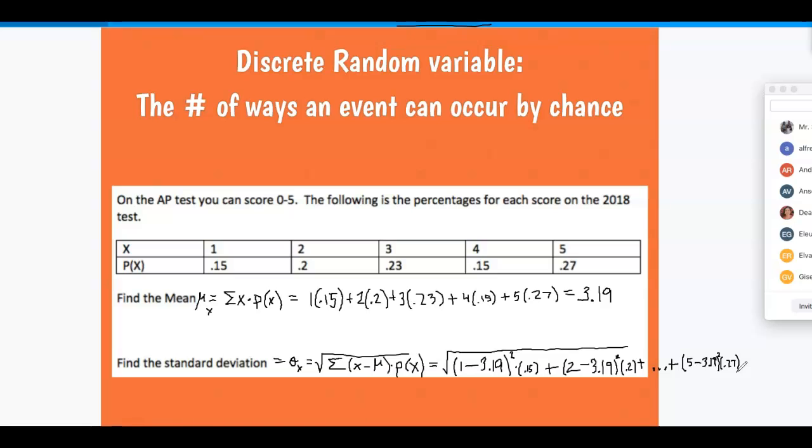It's also called the expected value. The mean is also called expected value. How many would you expect? What score would you expect a randomly selected student to get? 3.19 is the average score. That's pretty good on the AP Statistics exam. A 3 is the average. Well, that's what you would hope. Hope it would be a little bit higher, but that's still a pretty good result, where most AP tests are around 3. The mean is on page 345, standard deviation page 347, and there are examples of those.